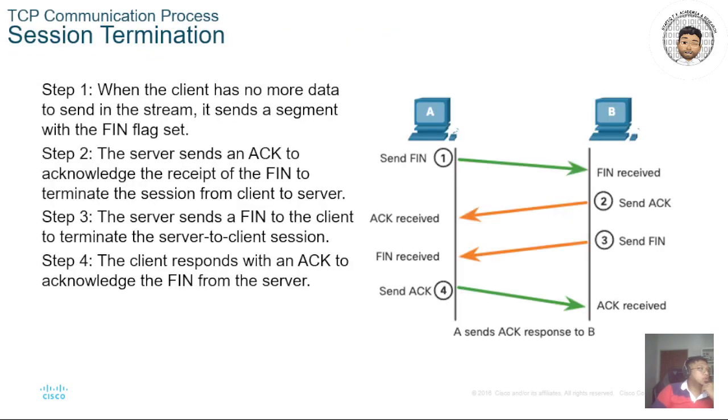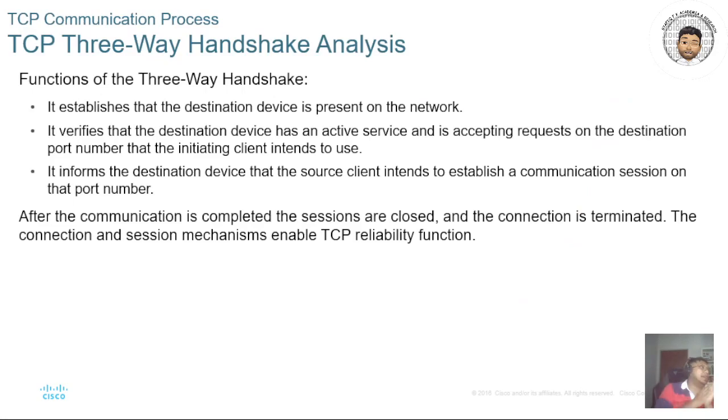Okay, so let's take a look at the three-way handshake analysis. The three-way handshake establishes that the destination device is present on the network. It verifies that the destination device has an active service and is accepting requests on the destination port number that the initiating client intends to use. It informs the destination device that the source client intends to establish a communication session on that port number. After the communication is completed, the session is closed and the connection is terminated. The connection and session mechanism enable the TCP reliability function.